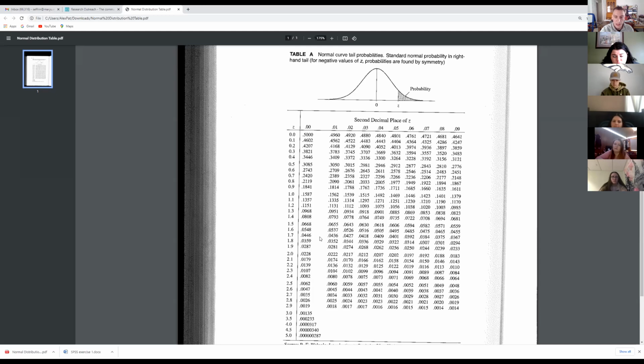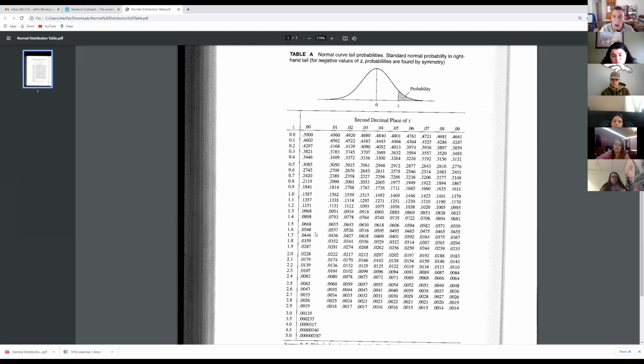Okay, so for a z-score of 1.65, you come down and find the 1.6 right here, and then go over to where you can find on the top the 0.5. So a z-score of 1.65 would indicate that the proportion of the tail that is to the right of that z-score is about 0.0495. Or you could round and say about 5% of the distribution is to the right of a z-score of 1.65.